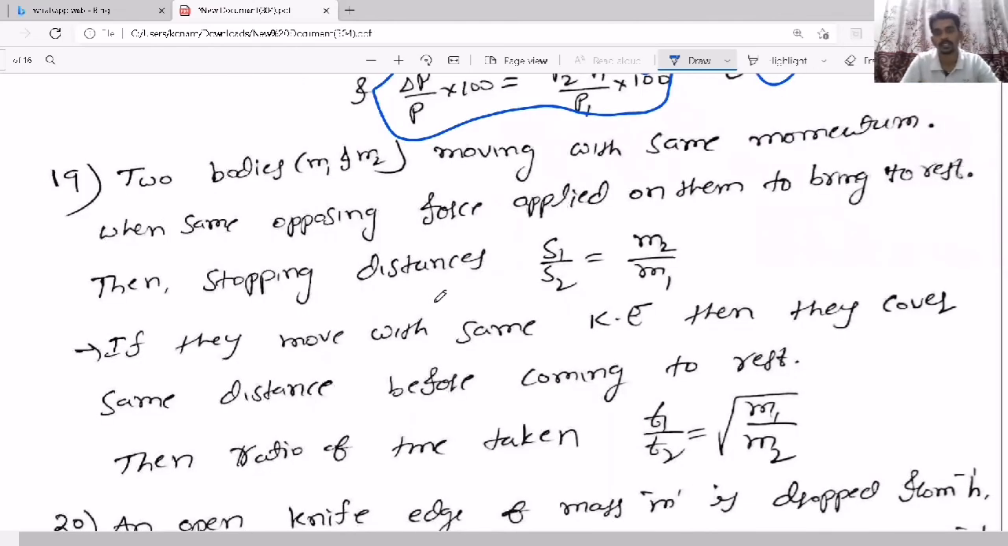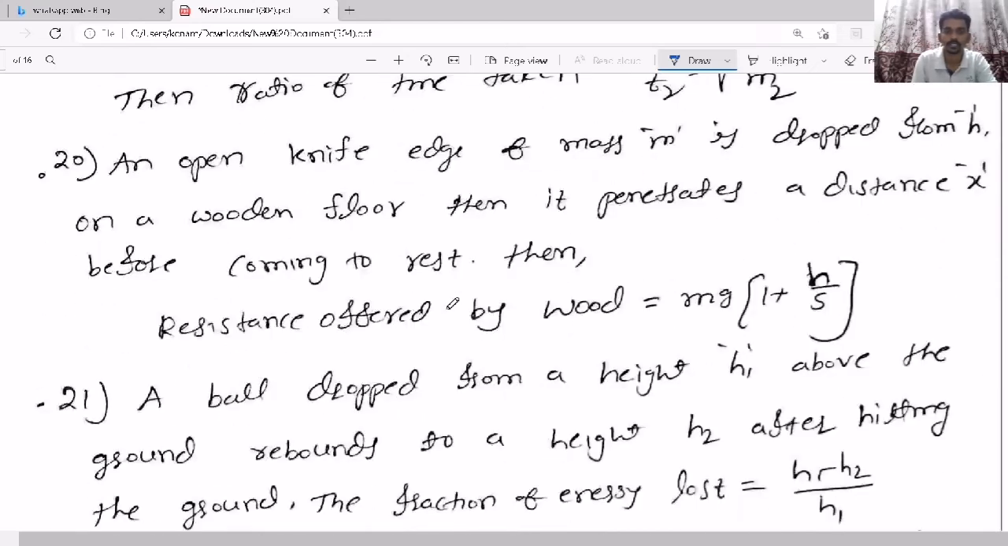This is also one of the important situations. So here they are asking a comparison based question. So please try to solve on your own what the situation is.